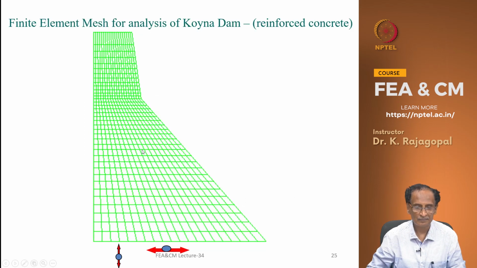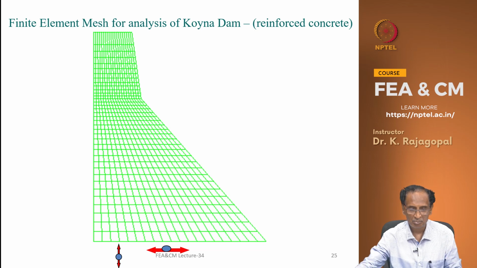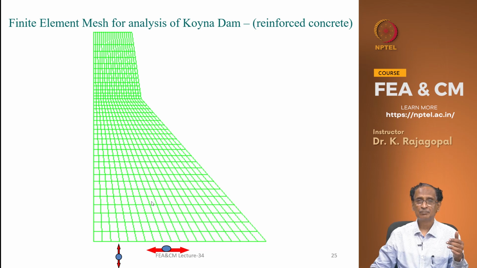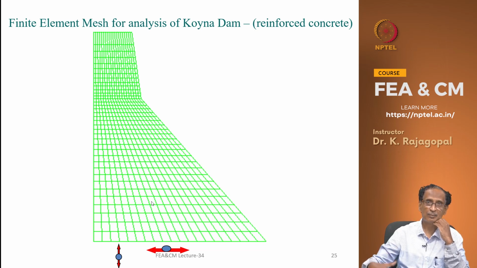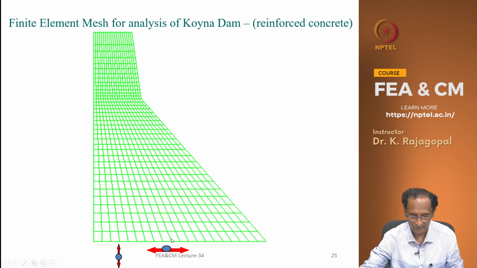Okay. This particular one is the finite element mesh for Koina Dam, and the Koina Dam is a reinforced concrete dam. The result that I am going to show is from the Abaqus program, and it was subjected to some earthquake acceleration because of the hydrostatic pressures, and because of the water penetrating into the ground, and that has caused some earthquake.